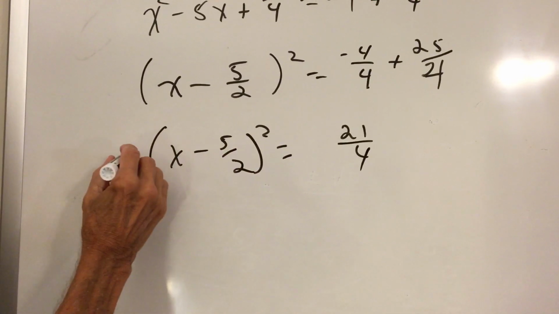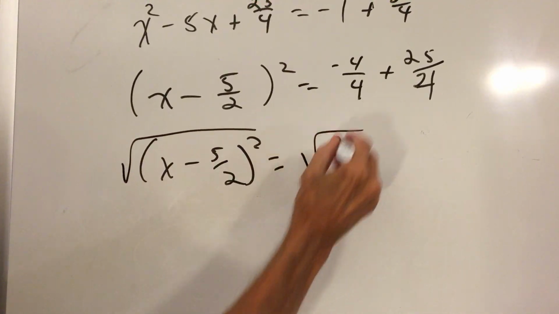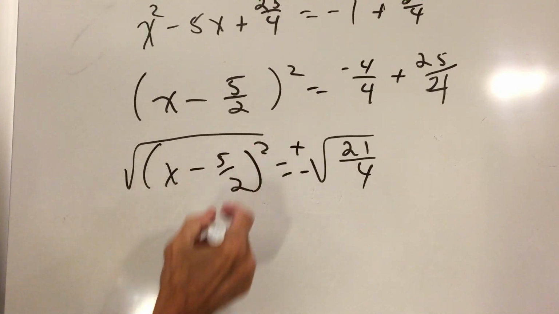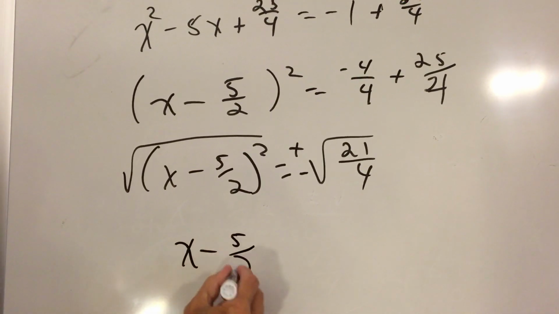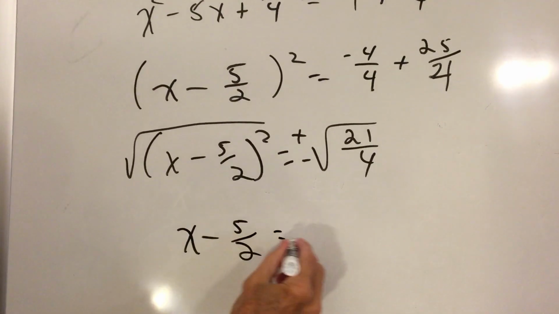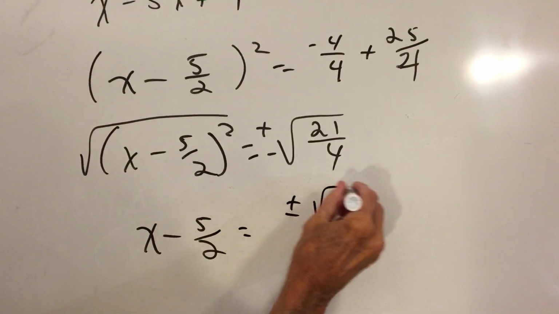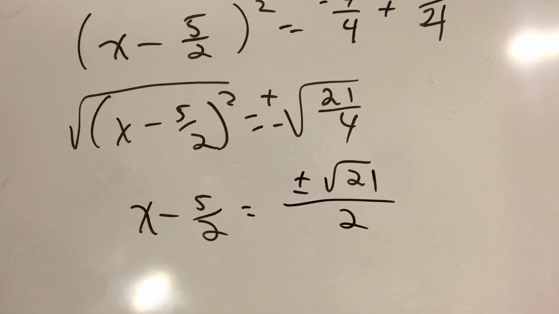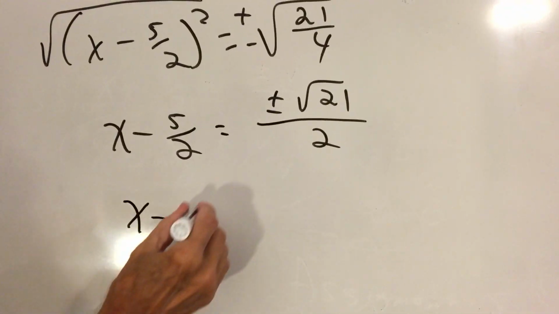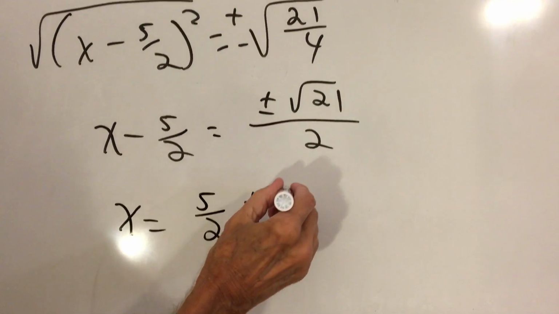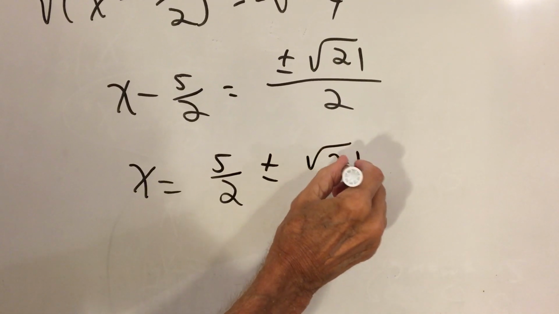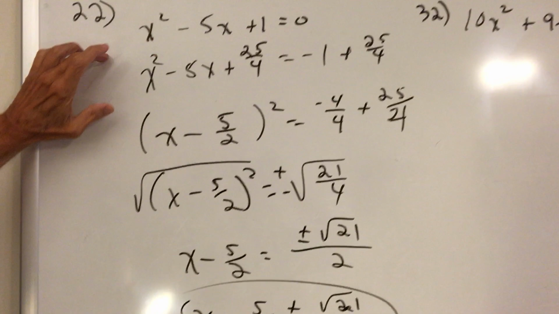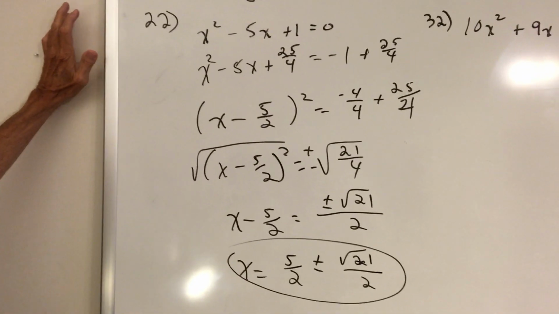So to eliminate the square, we take the square root of both sides and put positive and negative over there. The square root of anything squared is what's inside. This becomes positive negative square root of 21, but we have the square root of 4, and that's 2. We add 5 halves, and there's our answer. Solving by completing the square.